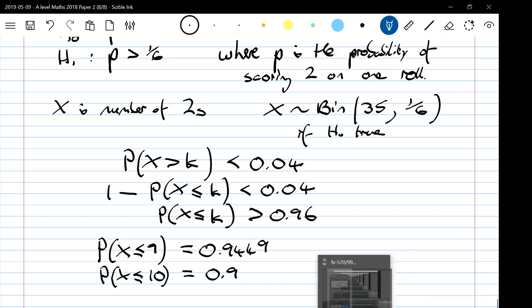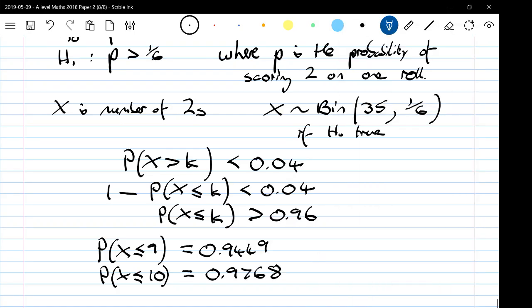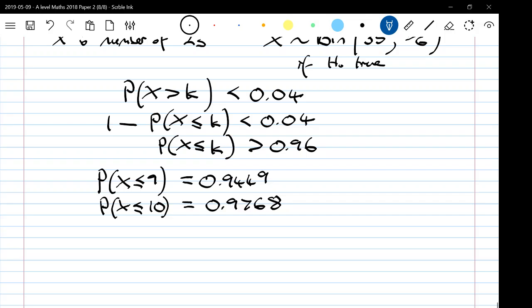What was that I just got? 0.9768. Okay. That's the crucial point, because 0.96 lies between those two values. Therefore, k equals 10.